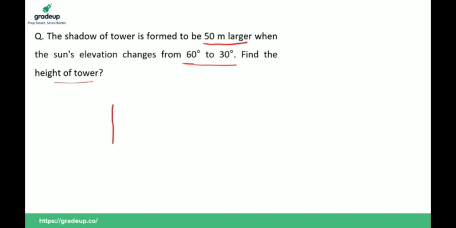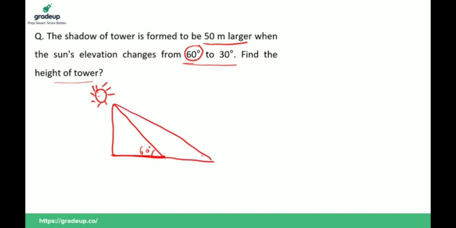Let this be your building and this is the sun. If the sun makes a 60 degree angle, then the shadow of the tower is this. Obviously, if the sun is here, the shadow will be here. If the sun makes a 30 degree angle, obviously the shadow of the tower will increase. Whenever the sun is going down, the shadow will definitely increase.